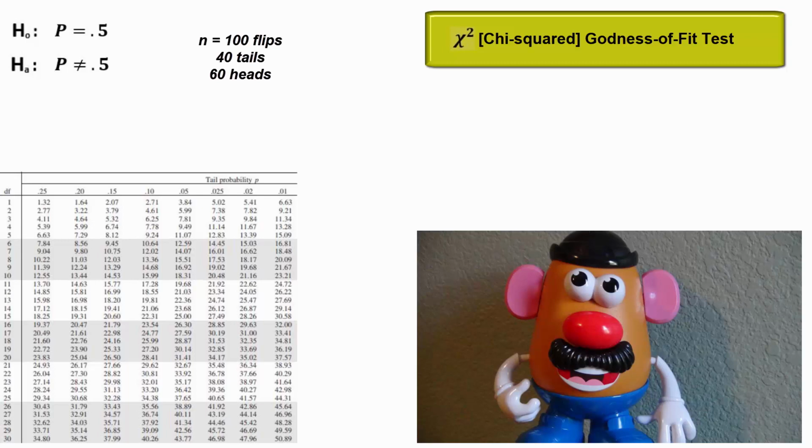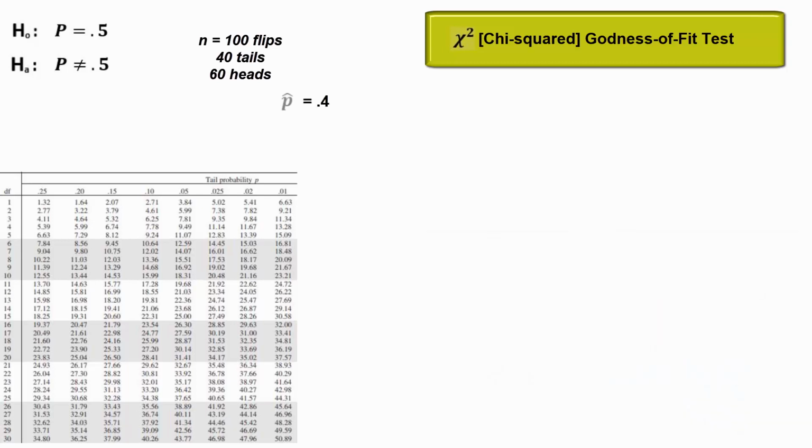Here's what it looks like if we're going to use the calculator. With a 1 proportion z-test, the p-hat was 0.4, the z-score was -2, and the p-value is 0.0455.